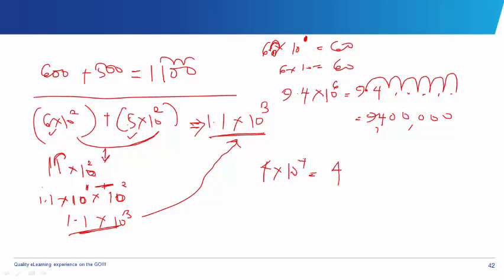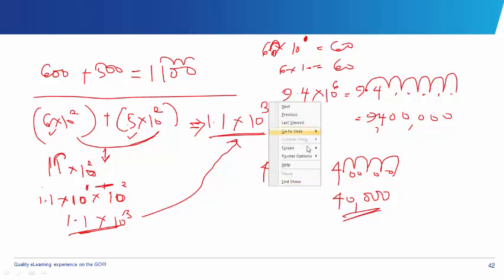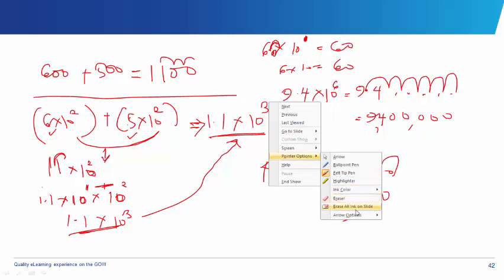Another example goes this way: 4 times 10 raised to the power 4, expressed in ordinary form. So this will be 4. Now there's a point here. We'll count 1, 2, 3, 4 and put zeros here. That will be 40,000. Okay. So having looked at this example, let's now go to the addition and subtraction of standard forms.